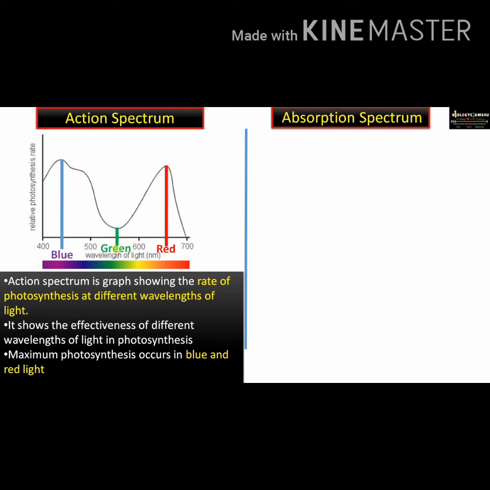So the action spectrum specifies that the maximum rate of photosynthesis occurs in the blue and red light regions of the visible spectrum, and minimum photosynthesis occurs in green light. In the previous class I already mentioned the first action spectrum, developed by T.W. Engelmann using Cladophora.